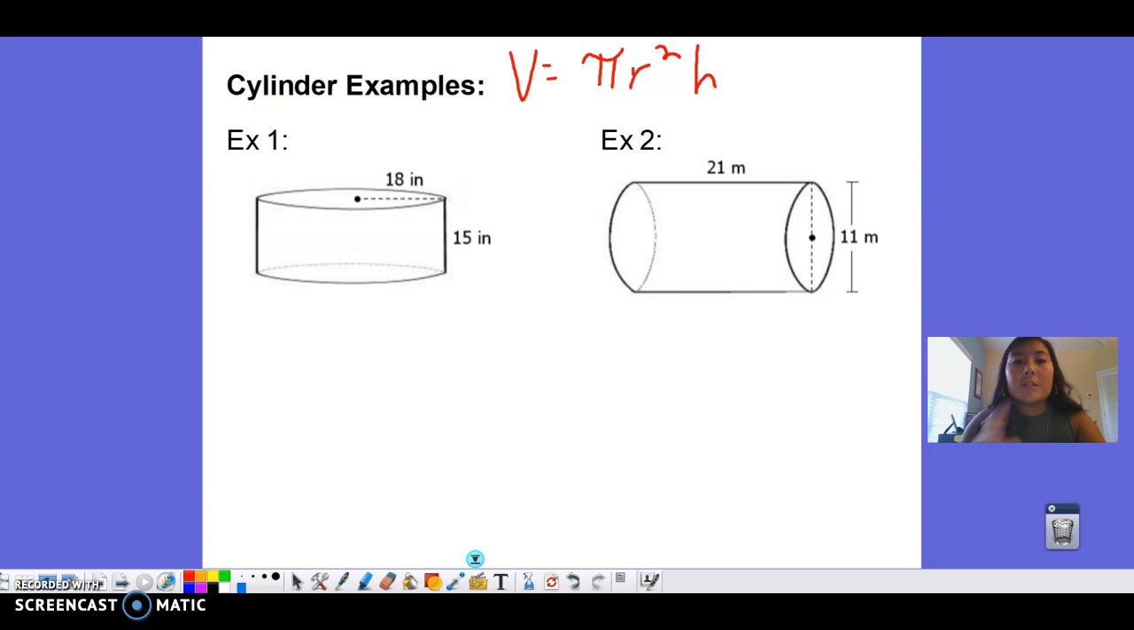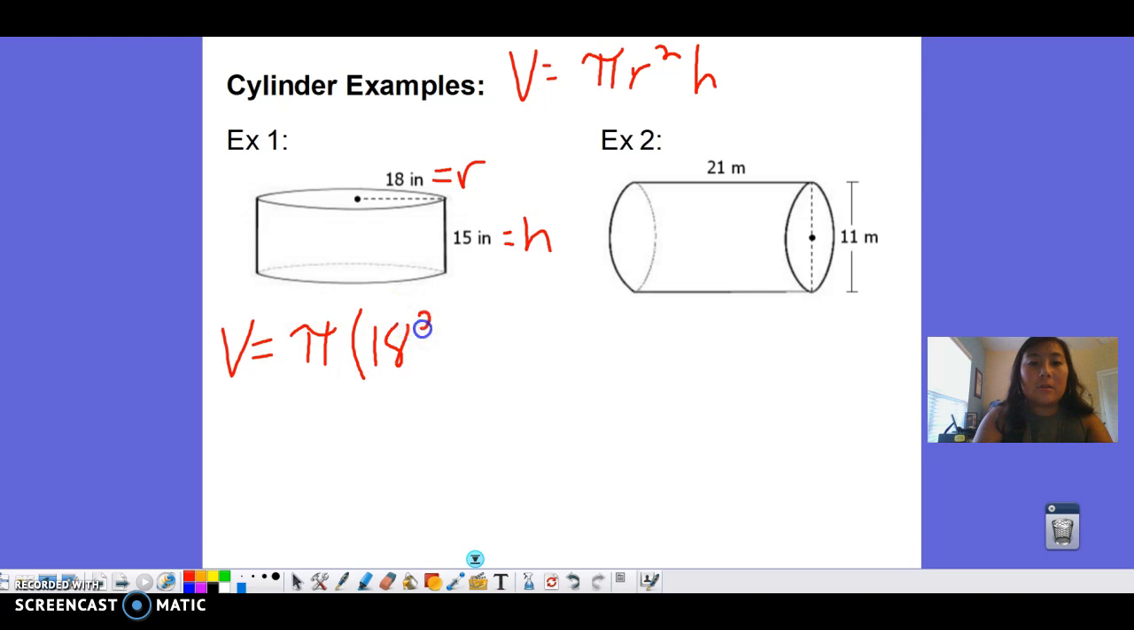All right, so here, the 18, since it's going from the center to the side of our circle, that is going to be our radius, and the 15 is going to be our height. So our volume formula is going to be pi times 18 squared times 15, okay?